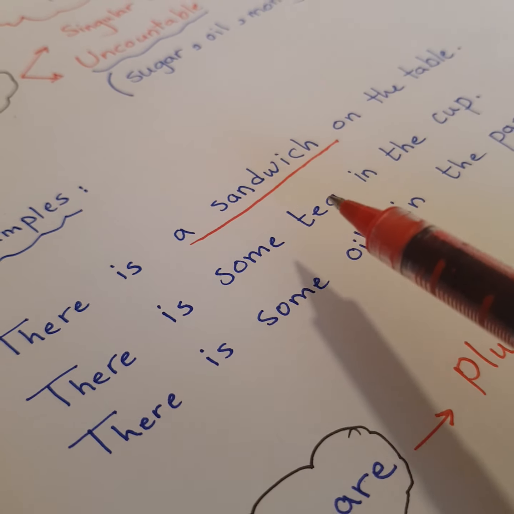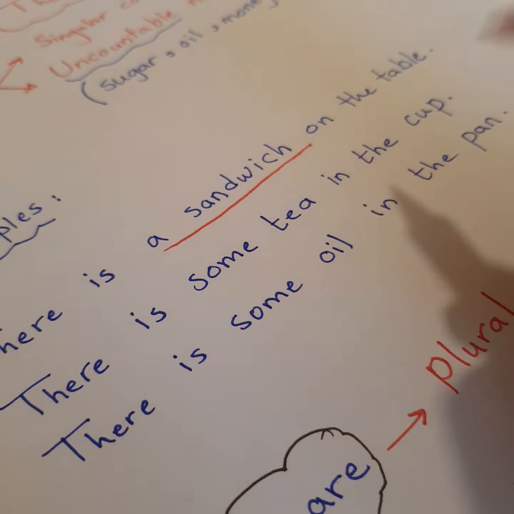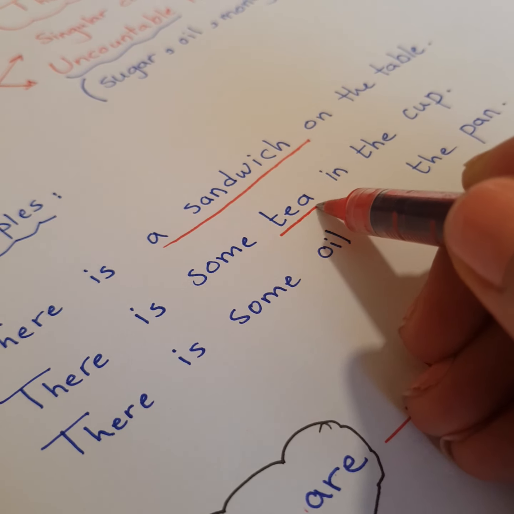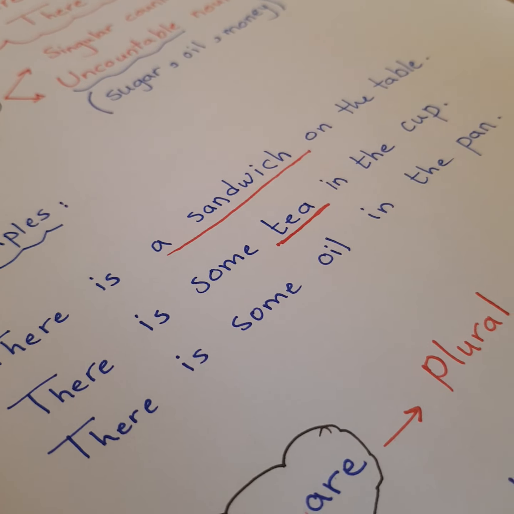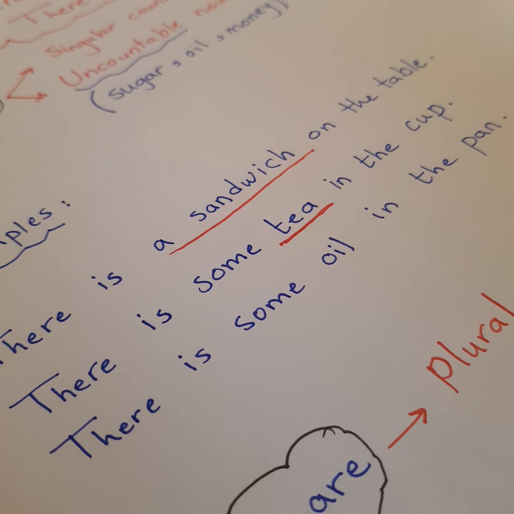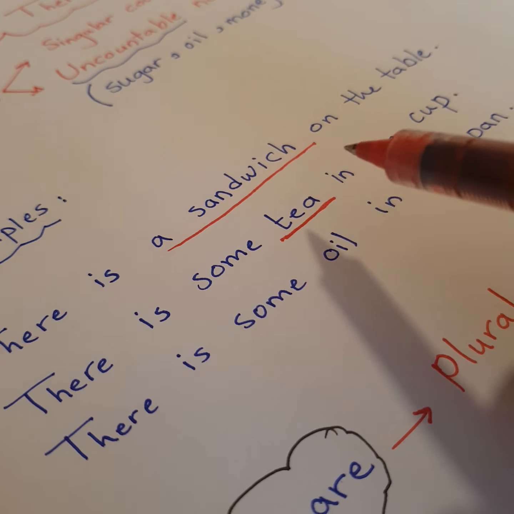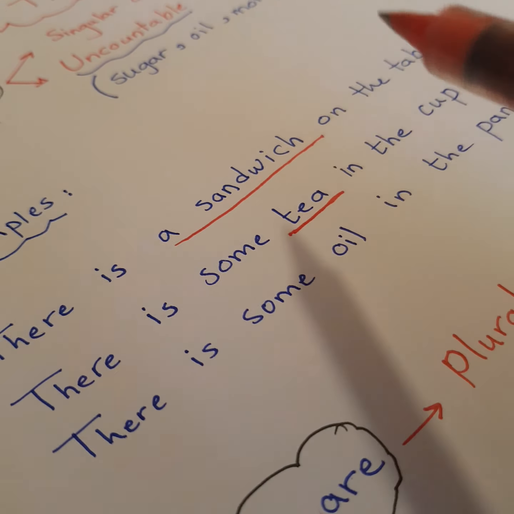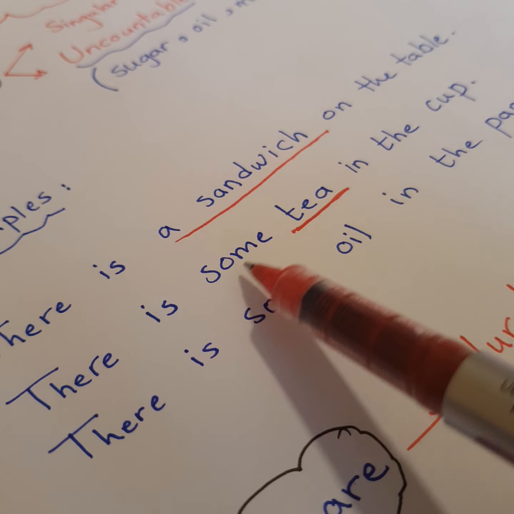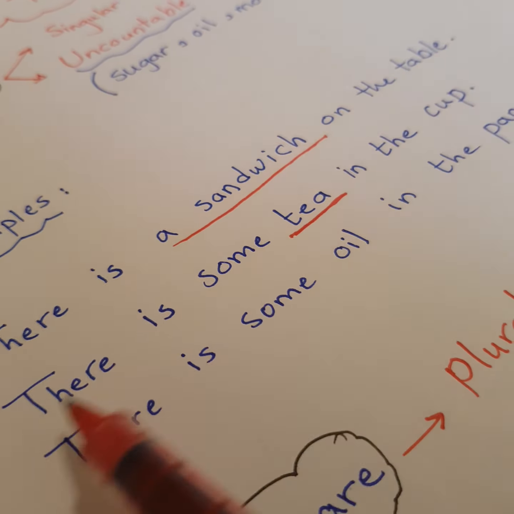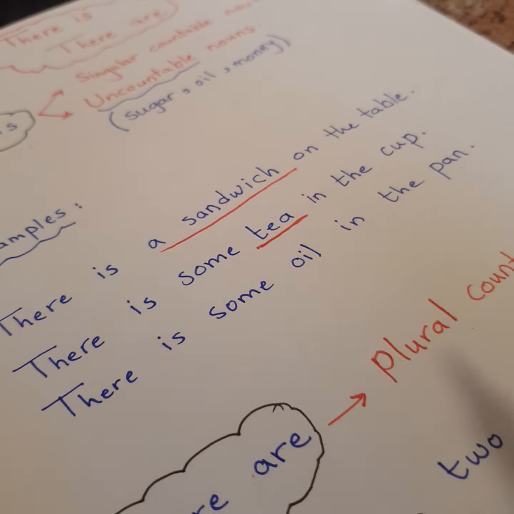There is some tea in the cup. We have tea. هون إيش؟ Is it countable or uncountable? Can we count tea? No, we can't. So it's uncountable. So I used there is some tea in the cup. Let's see the third example.